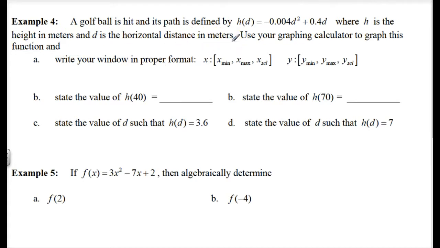So we have a couple of distances. One is horizontal, that's this distance. The other one is height, that's up, down. Use your graphing calculator to graph this function and write your window in proper format.